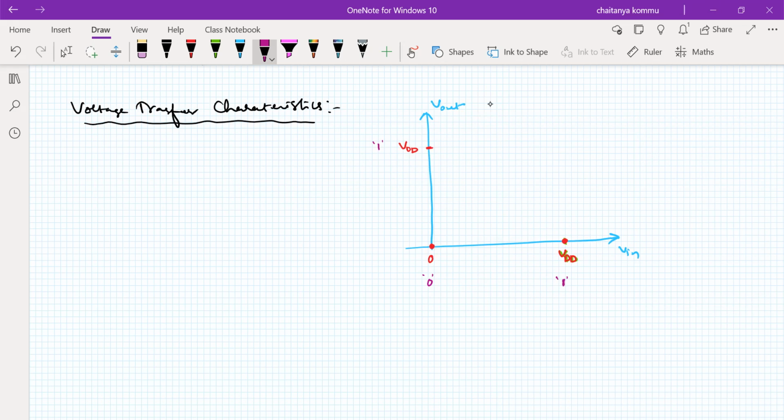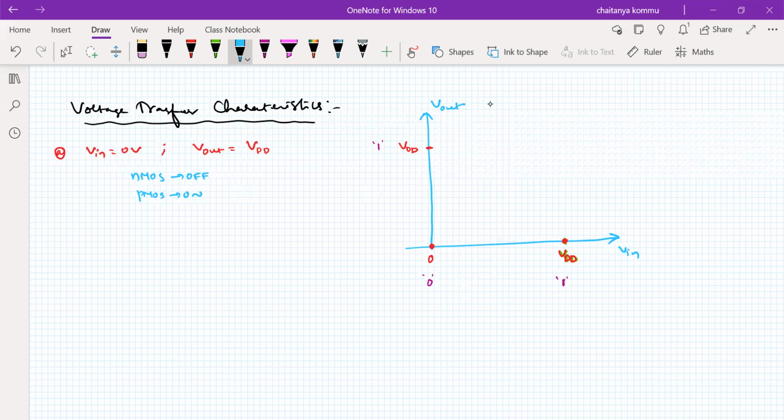Now let us consider the first case. Case number 1 is when Vin is equal to 0 volts. In this case, Vout is equal to VDD. There is no doubt at all. In this condition, as everybody knows, the NMOS is off but the PMOS is on, right?